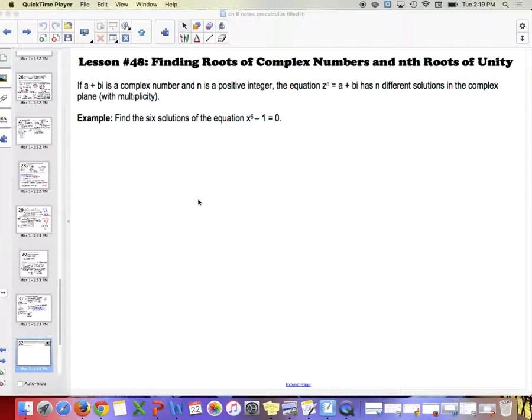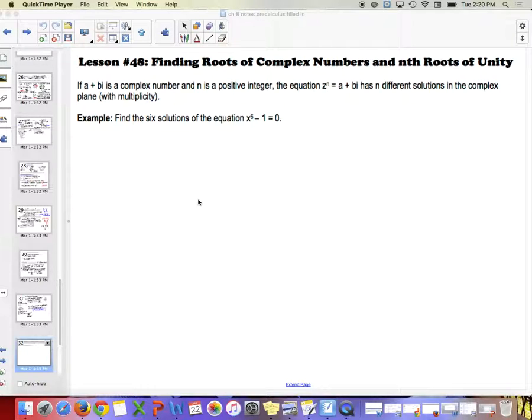Right, here we go. Lesson 48 is on finding roots of complex numbers and what we call the nth roots of unity. This is kind of a weird section, but it's kind of interesting. It says if a plus bi is a complex number and n is a positive integer, then if you have an equation like z to the n equals a plus bi, there are n different solutions in the complex plane, with multiplicity.